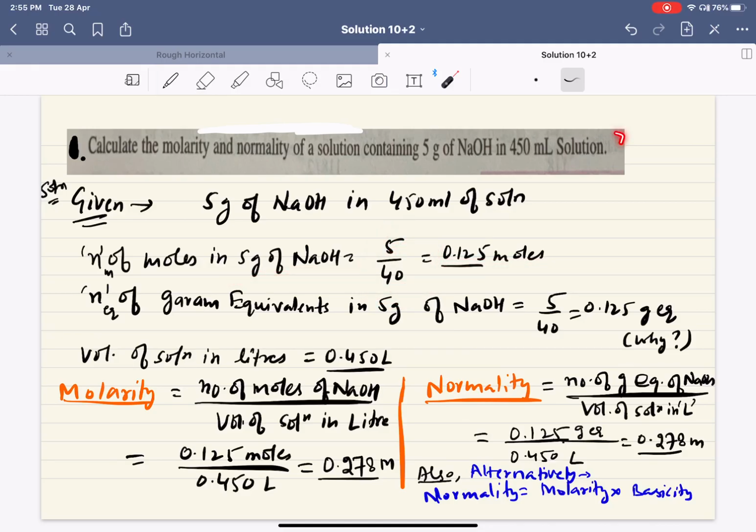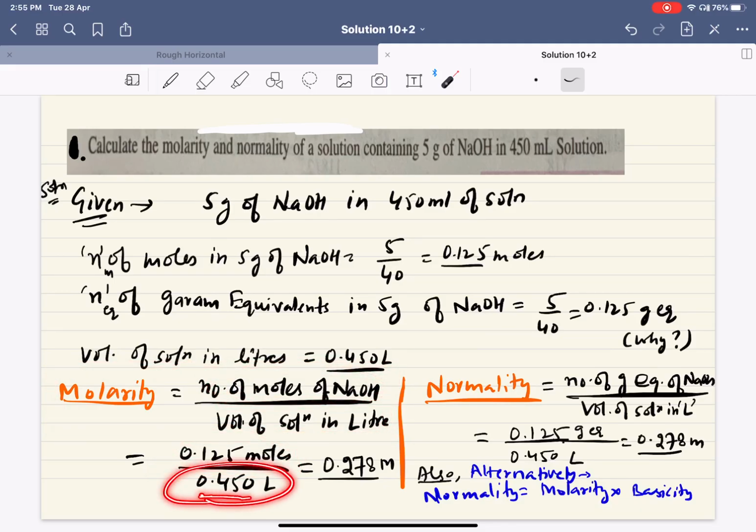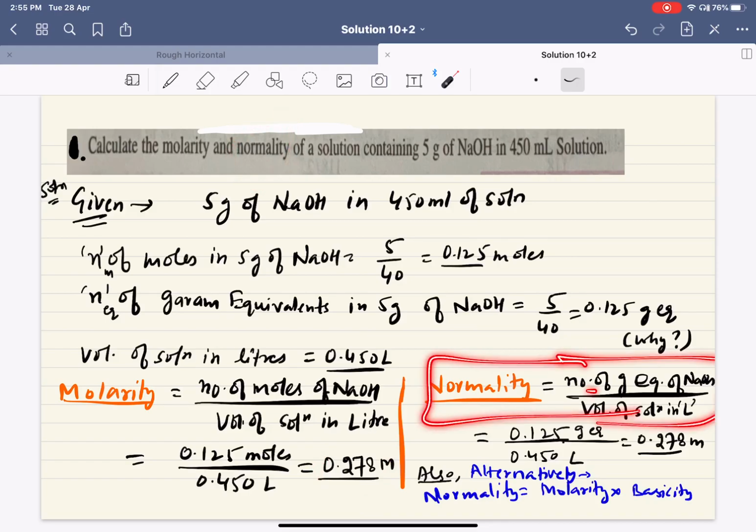And the volume of solution given is 450 ml. 450 ml means 0.450 liter, because you have to convert milliliter to liter by dividing by 1000. So molarity क्या आ जाएगी? नंबर ऑफ मोल्स 0.125 मोल्स डिवाइडेड बाय वॉल्यूम ऑफ सोल्यूशन इन लीटर, कितना आ गया? 0.450 लीटर. दिस कम्स आउट टू बी 0.278 molar.